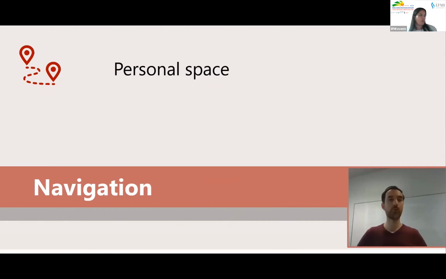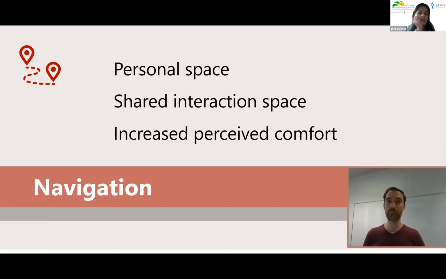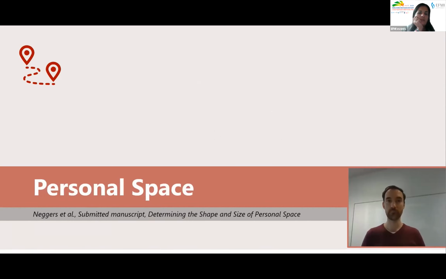Now, if we have more people together in a room and they are having an interaction with each other, we're talking about a shared interaction space. This is essentially personal space, but a bit bigger because it spans over a group or two people. And when a social robot can take personal space and or shared interaction space into account, this increases the comfort that we feel around this robot.